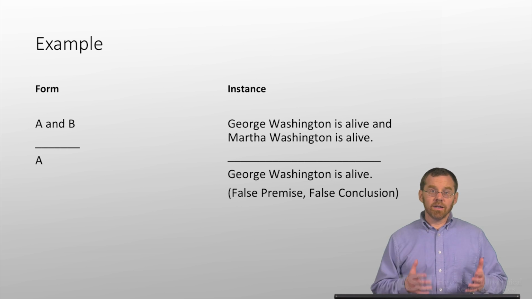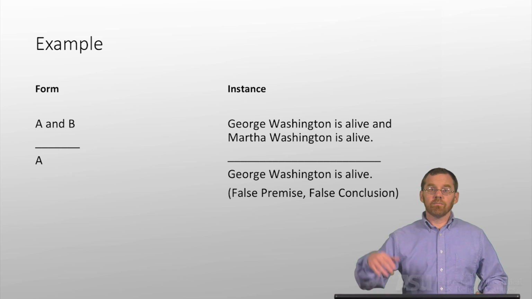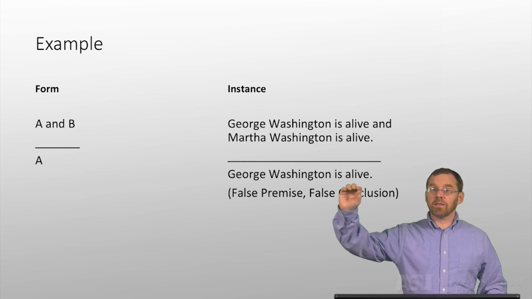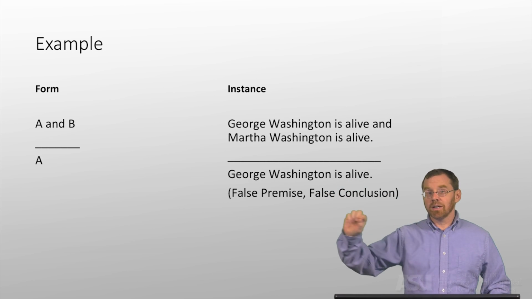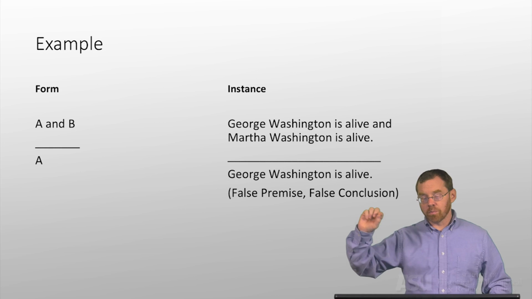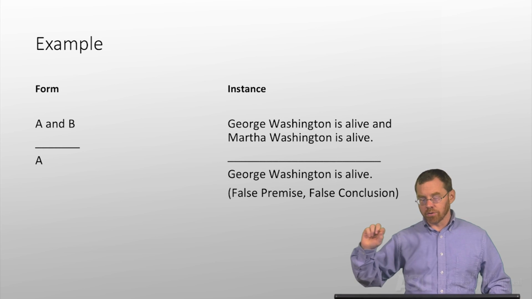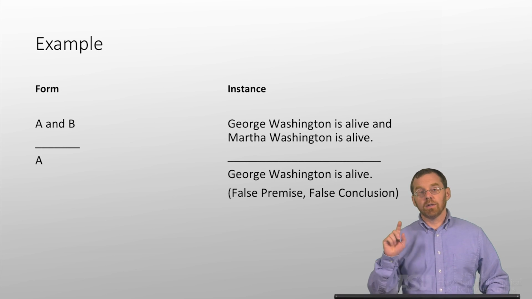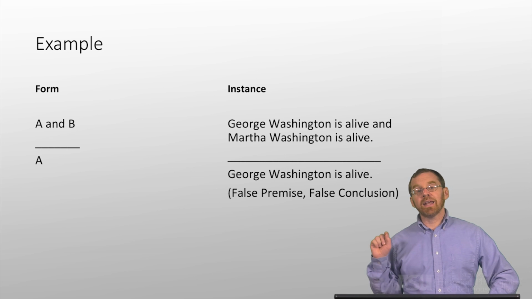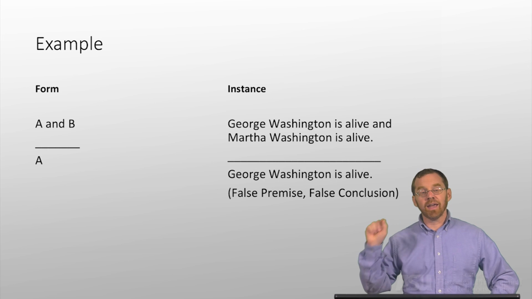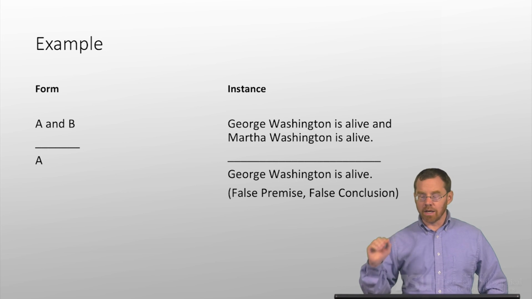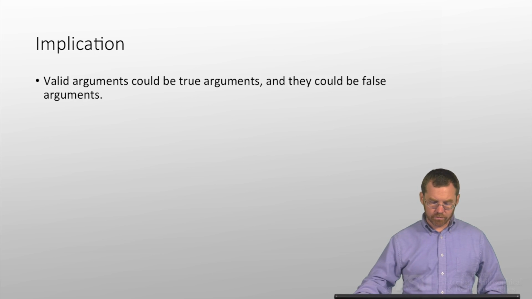So as we've seen, here's an argument form. It's valid. It has at least one instance with true premise and true conclusion. We've seen an instance with a false premise and true conclusion, and an instance with a false premise and a false conclusion. The key point is that because it's valid, it can't have an instance in that other category. It can't have an instance with a true premise and a false conclusion.